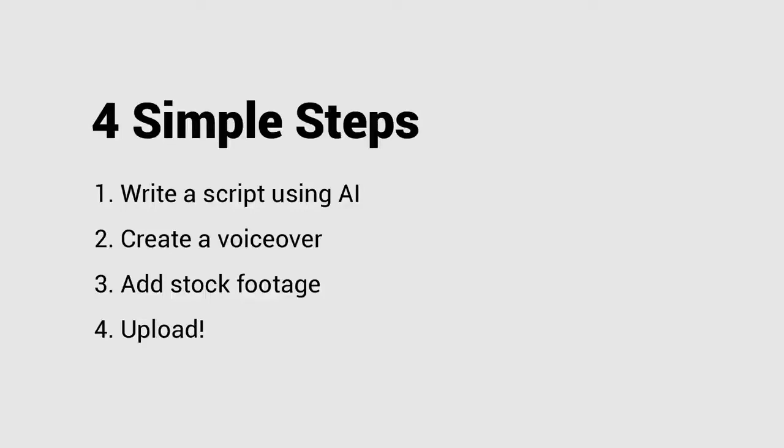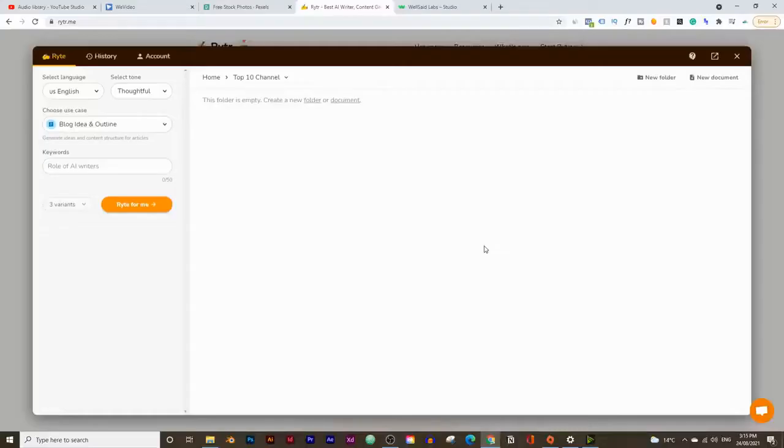Then step 3 and step 4, we're just going to add some stock footage, add some background music, make the video look legit, and then it's ready to upload. It's as simple as that. And today we're going to create a YouTube video on creativity. So we're going to start by writing up the video script.